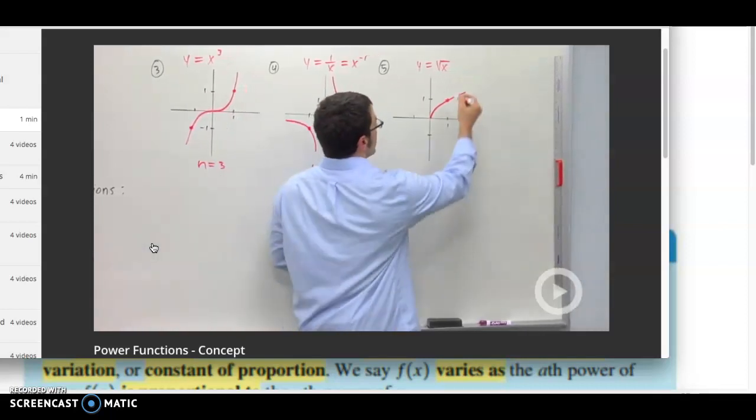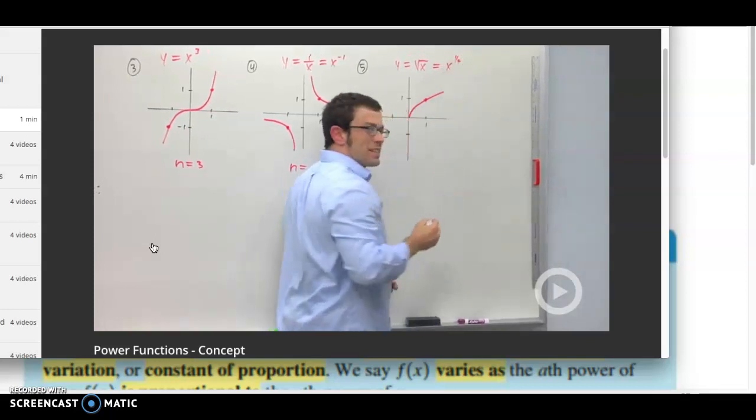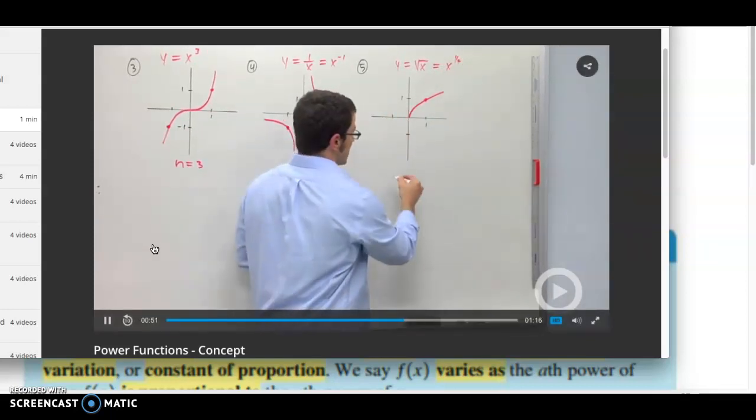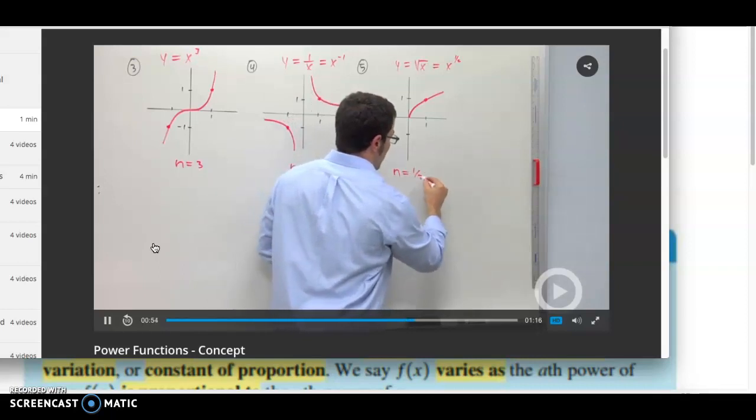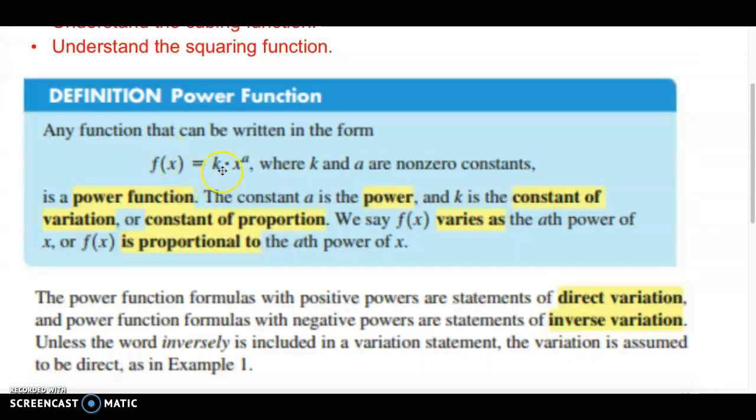And finally, y equals the square root of x. The square root of x is the same as x to the 1/2. So this is a power function with n equals 1/2. We're going to add another component of the power function called k. This is called the constant of variation.